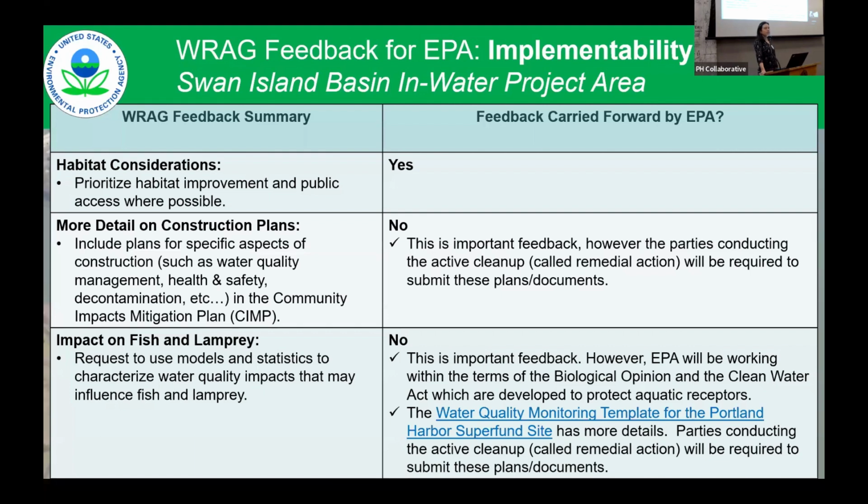All right, implementability. This is, interestingly, in the basis of design, where we really start to get into what is actually implementable given the physical constraints of the site. So the ask to prioritize habitat improvement and public access was sent forward. There's a specific ask for very specific plans to address impacts to community in the future. We didn't forward that because we're going a slightly different path. We've generated this site-wide community impacts mitigation plan, and we're asking parties to consider that in documents that we call a remedial action work plan, or a construction quality assurance quality control plan, or a water quality monitoring plan. So those will be wrapped into slightly different documents than what was recommended by the WRAG.